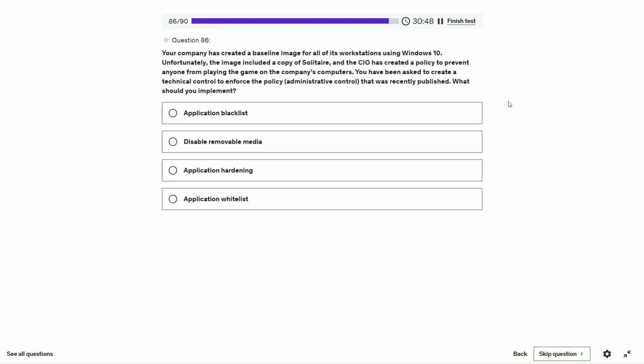Your company has created a baseline image for all of its workstations using Windows 10. Unfortunately, the image included a copy of Solitaire, and the CIO has created a policy to prevent anyone from playing games. You have been asked to create a technical control to enforce this administrative control. If this is the case, add the games into the blacklist. So you add all those games into the blacklist.